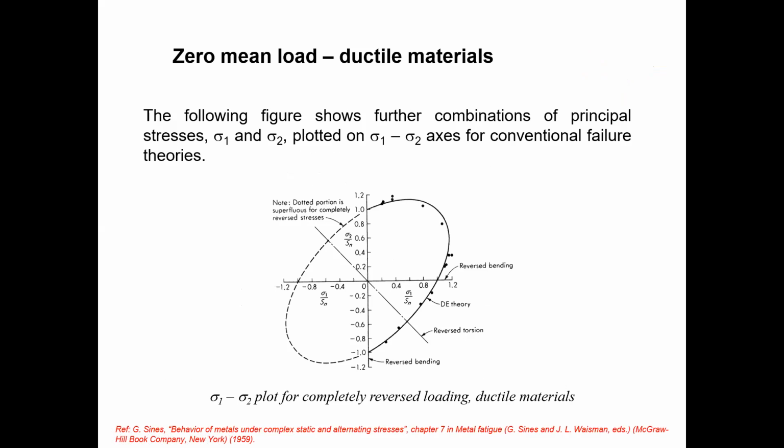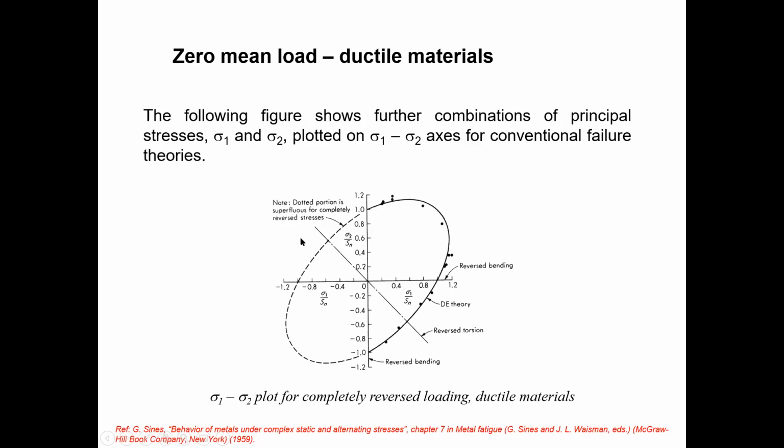So as I told you, you can't apply the DE theory, that means the maximum distortion energy theory, with the shear stress. The shear stress should be equal to 0. It should be absent. Then you need to consider the sigma 1 and sigma 2 principal stresses. If it is zero mean load, there is no mean load, only sigma a, alternating load only, so you need to find the sigma 1 and sigma 2, the maximum and minimum principal stresses.